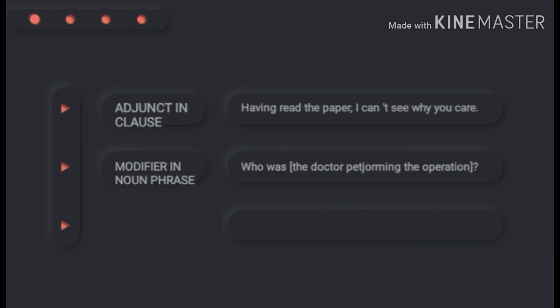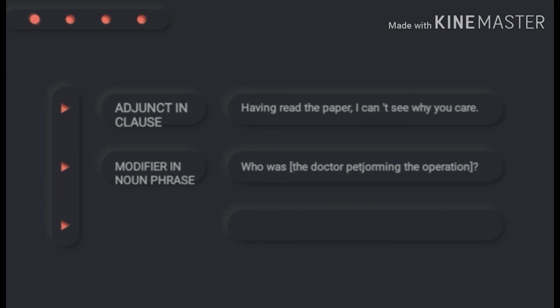So the last function is modifier in noun phrase. In this case, the modifier is in the noun phrase in that clause, and it can add an explanation of the noun. The example: who was the doctor performing the operation? And in a noun phrase, a gerund is usually used as a modifier but not as a complement.